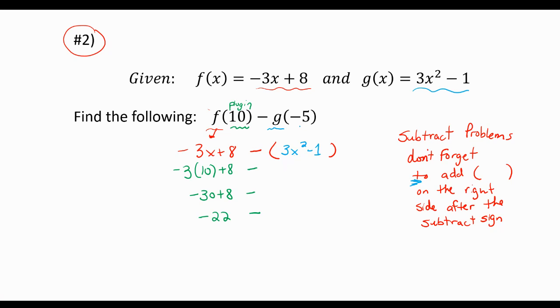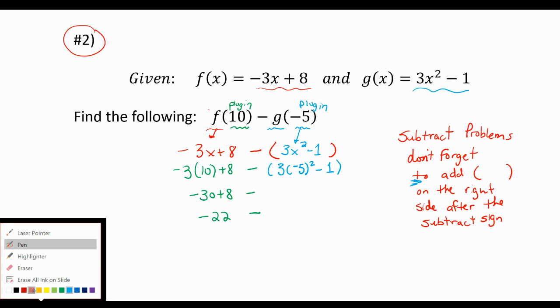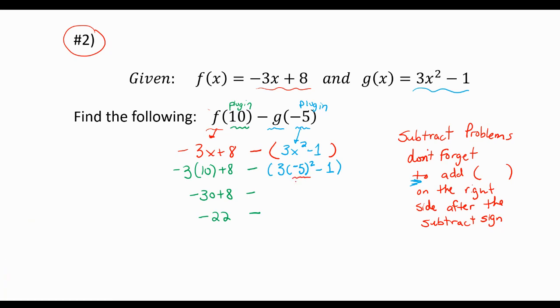And then now I'm going to plug in the negative 5. I'm going to plug it into that x. I'm going to keep my parentheses. Negative 5 squared, and then take away 1. Now make sure that according to PEMDAS, you do the exponent first. So you're doing this first. So that would be 3 times 25, because negative 5 squared is equal to negative 5 times negative 5, and a negative times a negative is a positive 25.